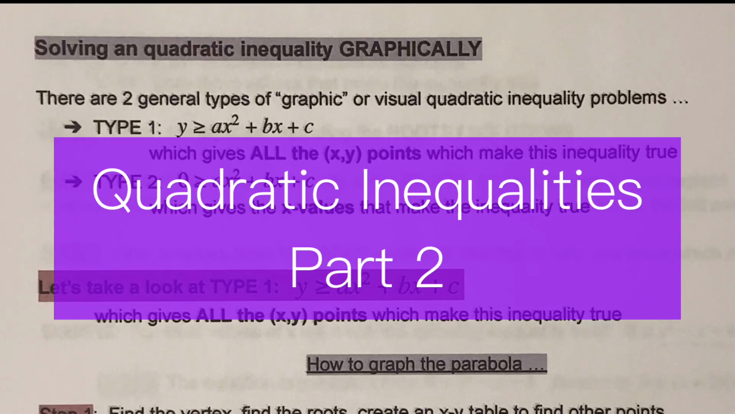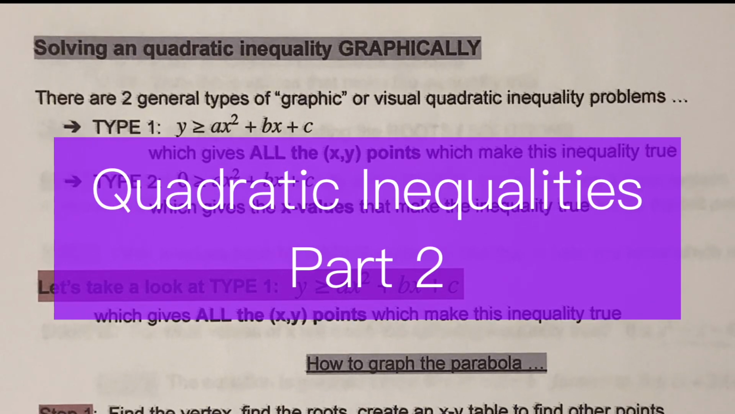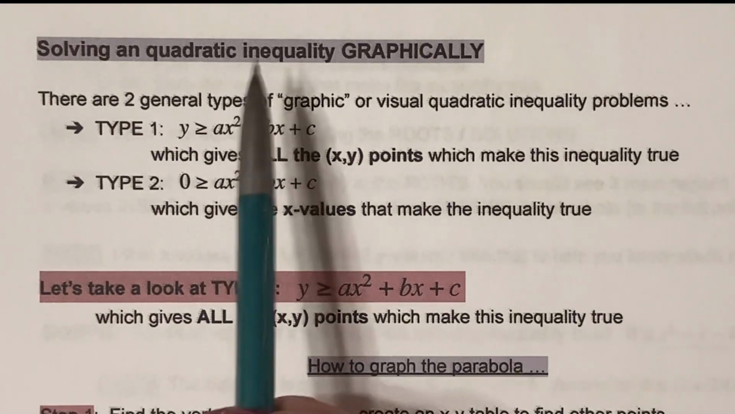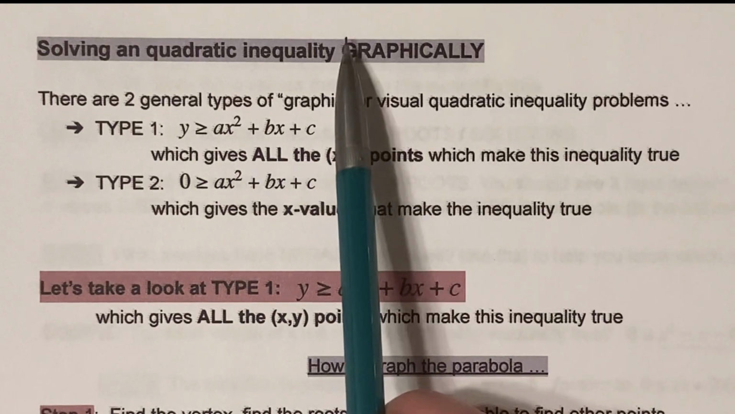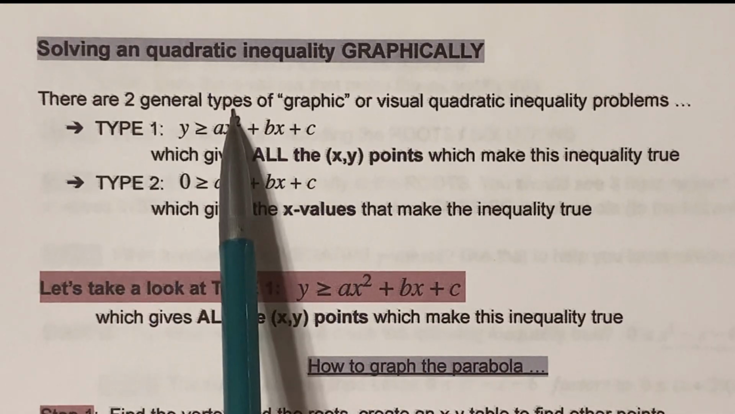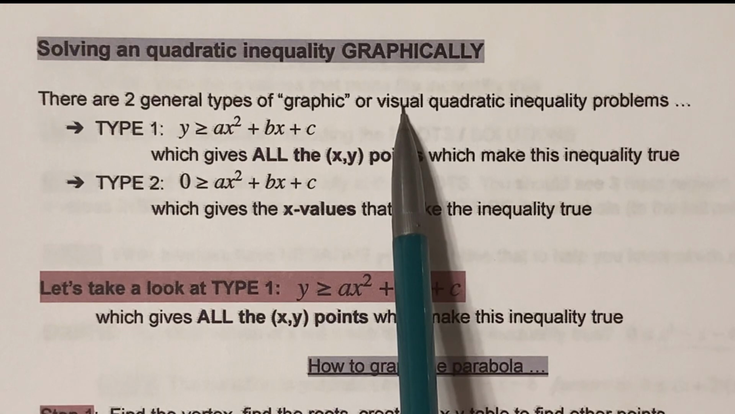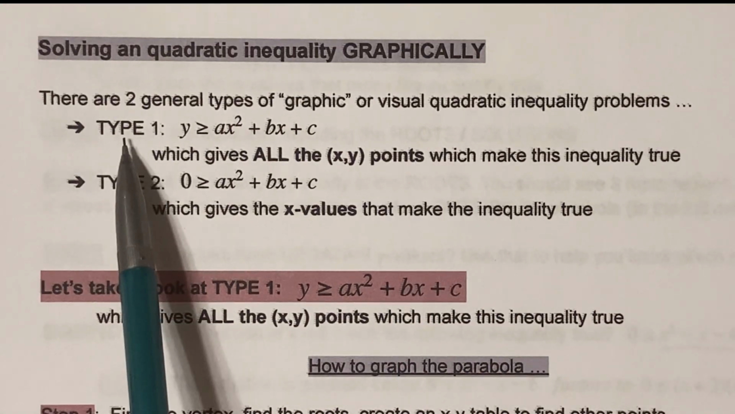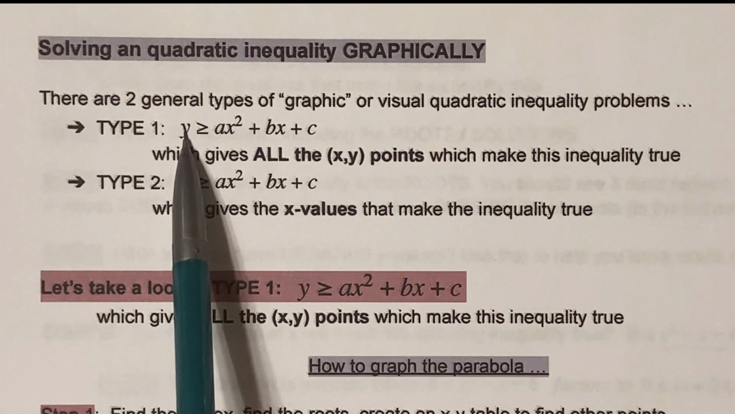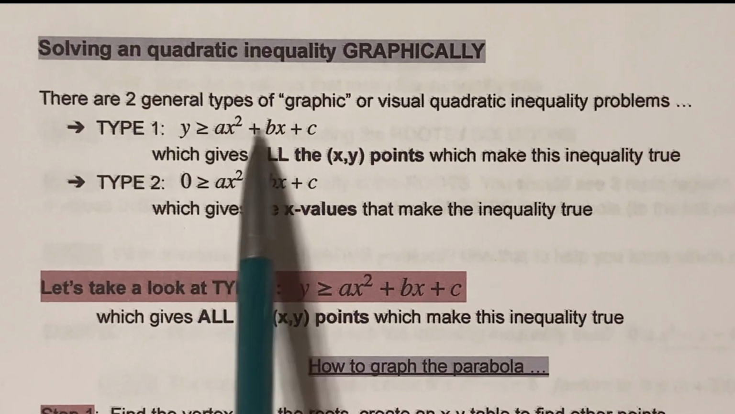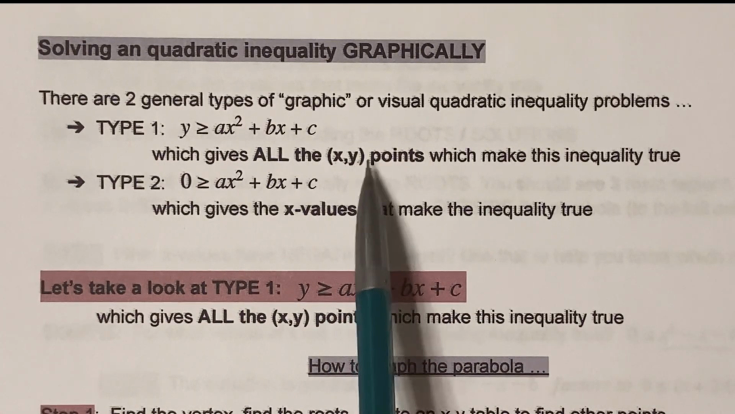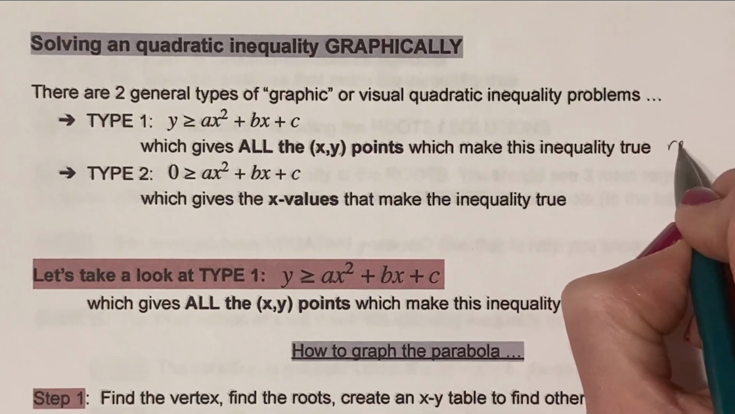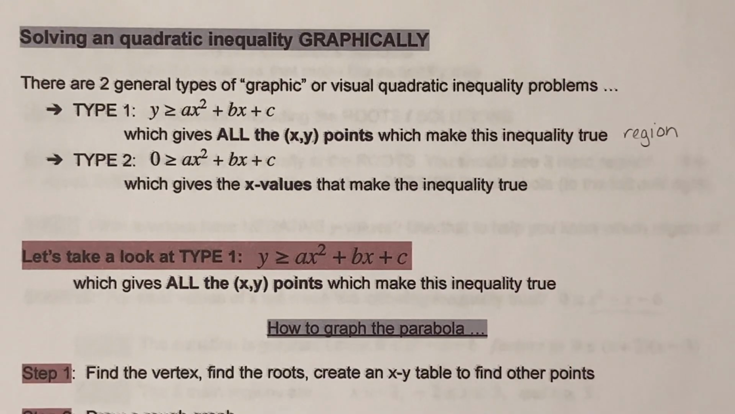All right, we talked about how to solve a quadratic inequality algebraically. Let's talk about how to solve a quadratic inequality graphically by drawing it. Again, there are two general types of graphic or visual inequality problems. Type 1, which you've already talked about, is when you're comparing y to your quadratic, y greater than or less than or equal to your quadratic. That's all of your x, y points which make the inequality true. And that's going to give you a region, a huge region in your graph.